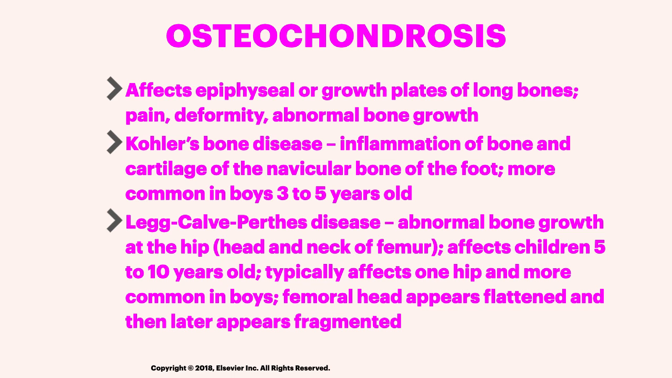Osteochondrosis affects epiphyseal and growth plates of long bones, causing pain, deformity, abnormal bone growth. Kohler's bone disease, inflammation of bone and cartilage of the navicular bone of the foot, more common in boys ages 3 to 5. Legg-Calve-Perthes disease, abnormal bone growth at the hip, head and neck of the femur. Affects children 5 to 10 years old, typically affects one hip and more common in boys. Femoral head appears flattened and then later appears fragmented.